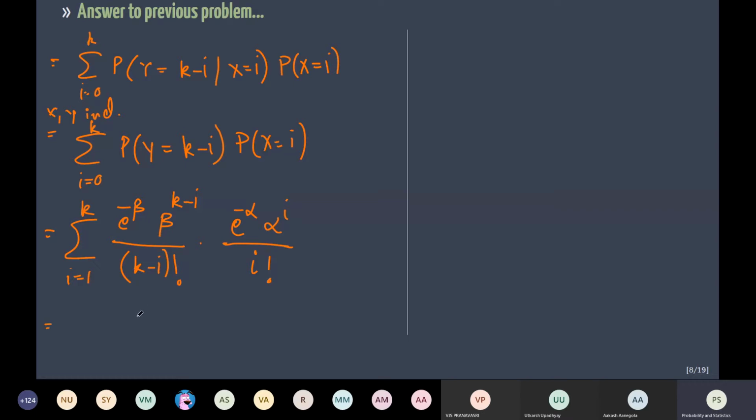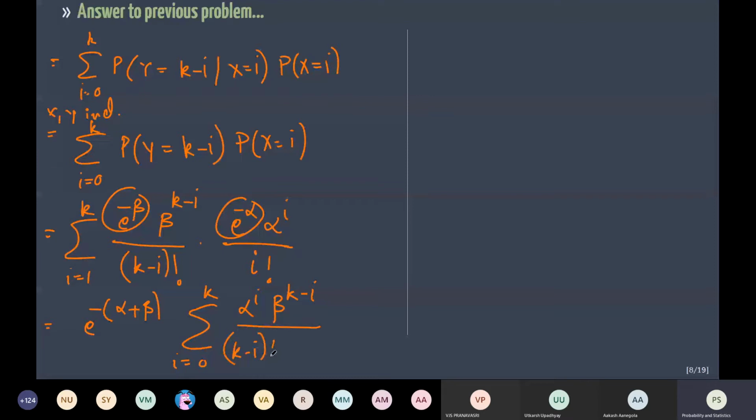Here, constants which are independent of i we can take out, and we notice that this is independent of i and this is independent of i. So this is e to the minus (alpha plus beta). Then the sum i equals 0 to k of alpha to the i, beta to the k minus i, divided by k minus i factorial and i factorial. Okay, so we have just written these things. Now this is e to the minus (alpha plus beta) divided by k factorial.